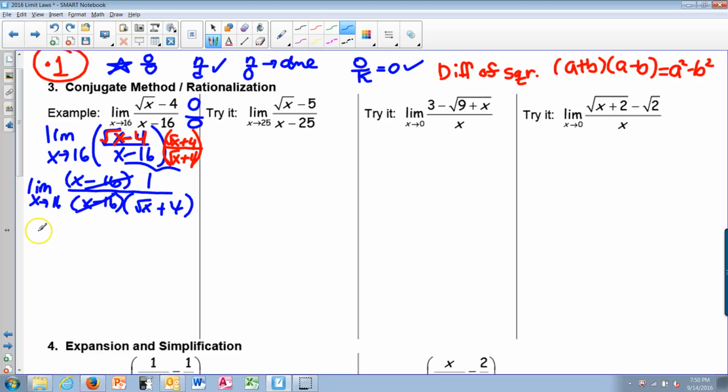Now I can substitute in, and I have 1 on top. The square root is 16 because we're substituting 16 for x, plus 4. So that's 1 over 4 plus 4, so 1/8.